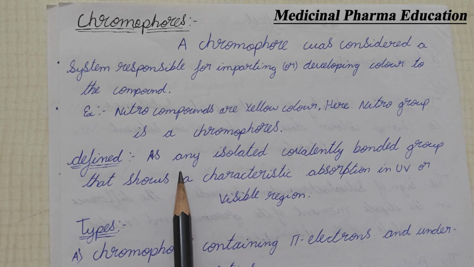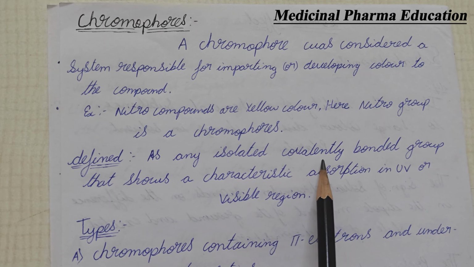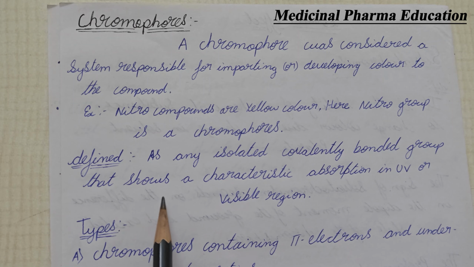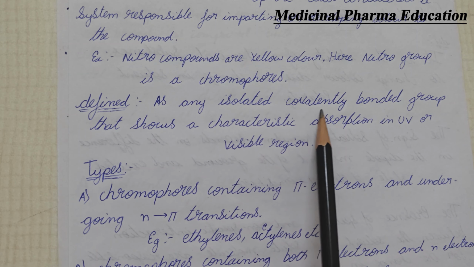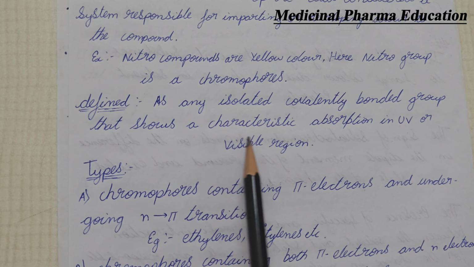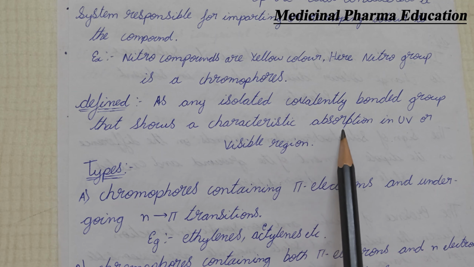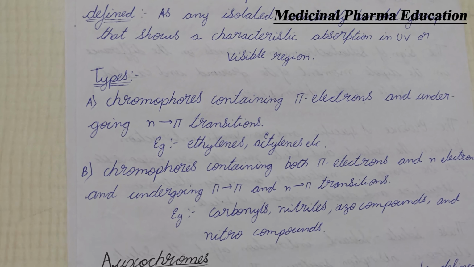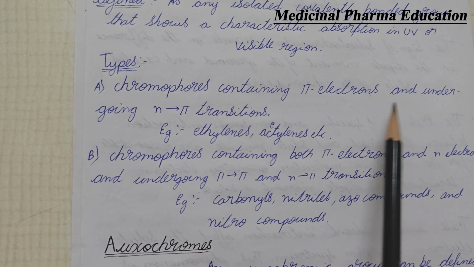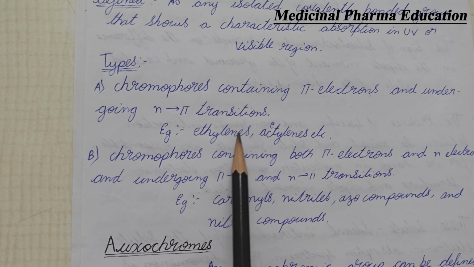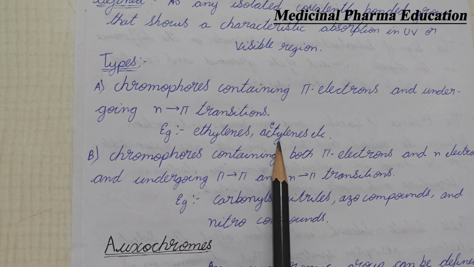Definition: a chromophore is any isolated covalently bonded group that shows a characteristic absorption in the UV or visible region. There are mainly two types of chromophores. First, chromophores containing pi bonds undergoing pi to pi star transition. Example: ethylene and acetylene.